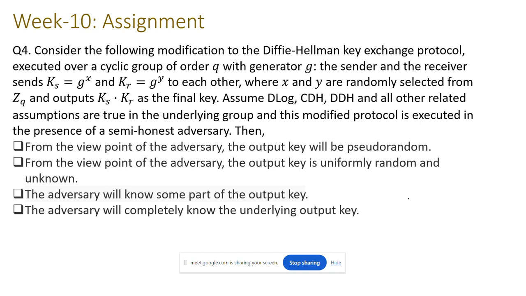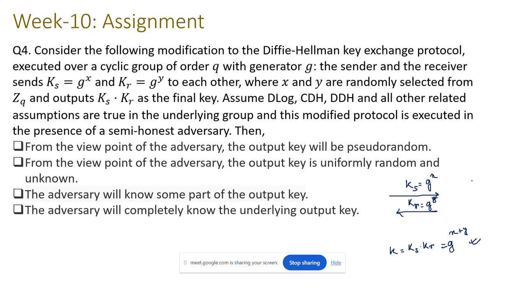hardness assumption involved in computing the final key, because everything is visible to the adversary. One side is communicating Ks, which is g to the power x, and the other side, the receiver, is getting g to the power y, and the final key is Ks into Kr. So anyone who is eavesdropping on the channel can get to know the final key, which is nothing but g to the power x plus y, which can be computed by anyone. It would have been secure.